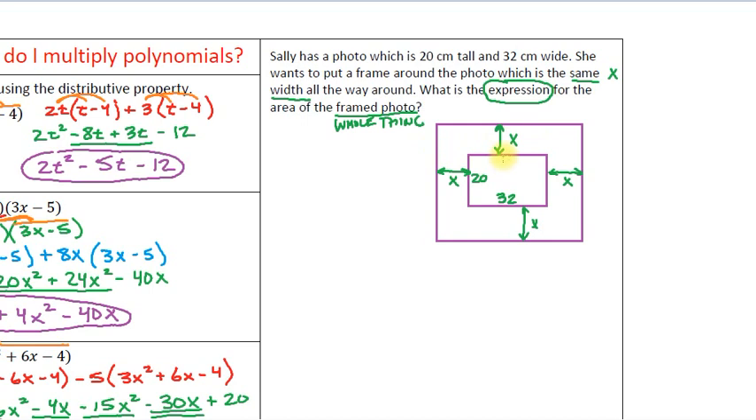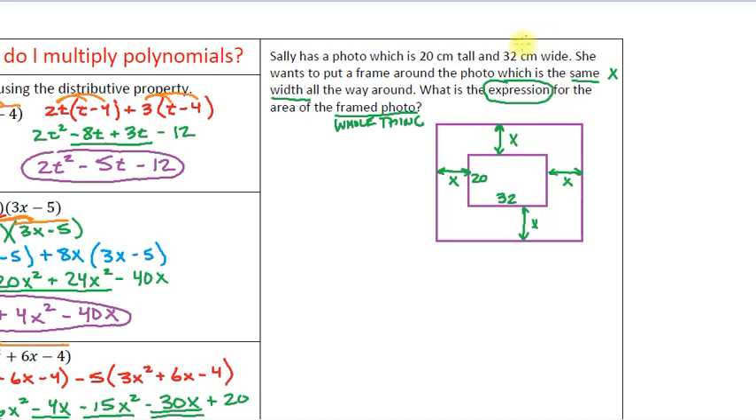Okay? So I'm going to show you a little trick here, something you can think of when you look at these dimensions, because all we need to know is the area of this whole big rectangle. If we know the area of this whole big rectangle, that is the frame and the photo put together. So I have to know the dimension of this side, and I have to know the dimension of this side. I need to know the length and the width of the bigger rectangle, the outside of the frame.